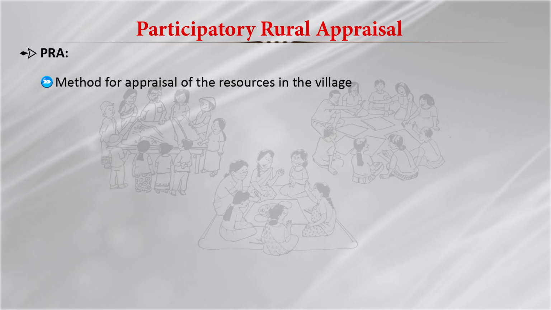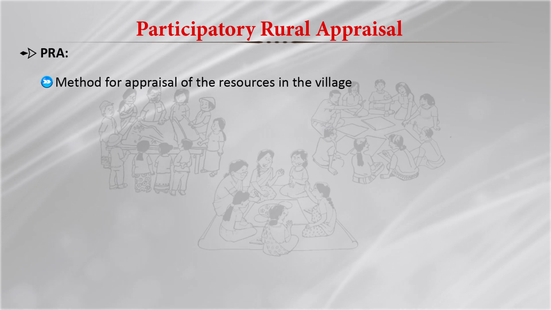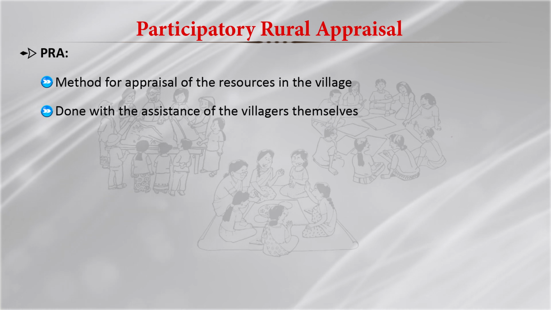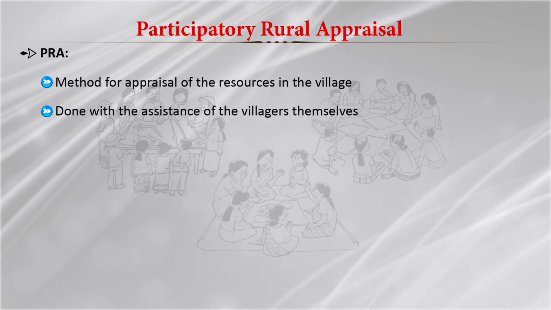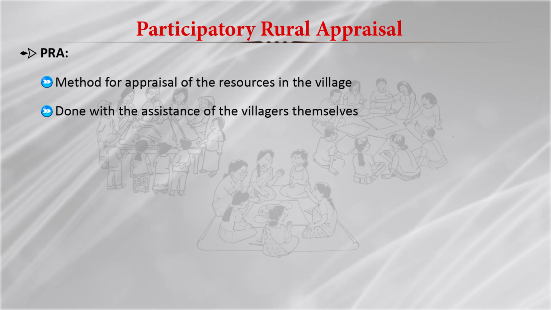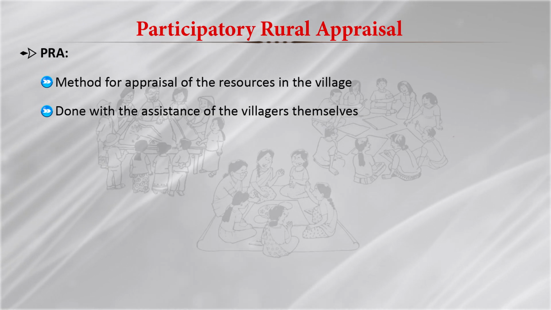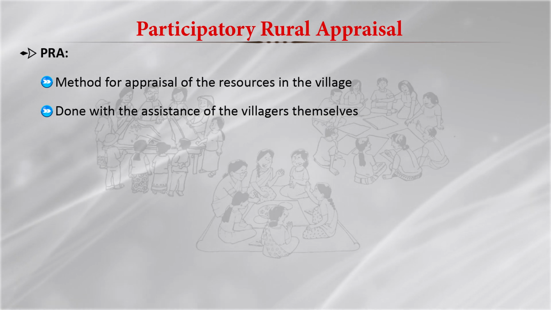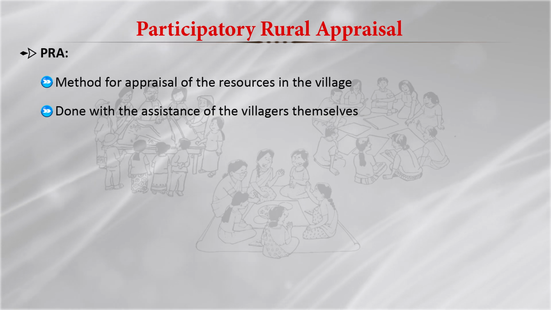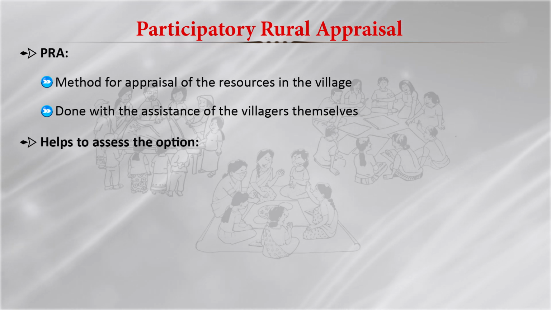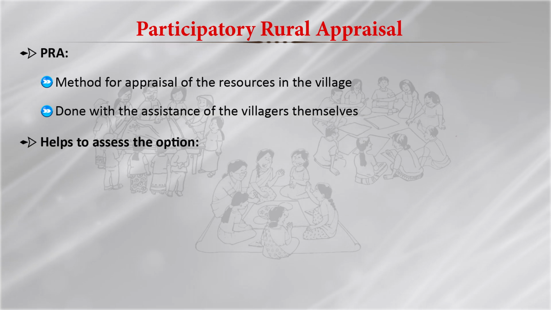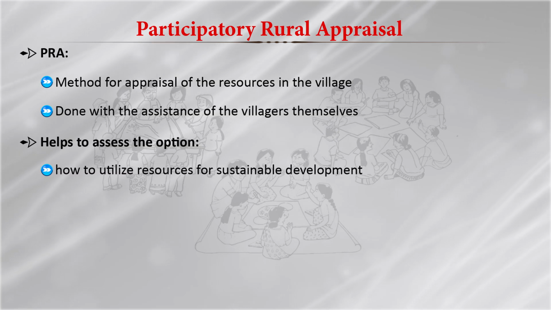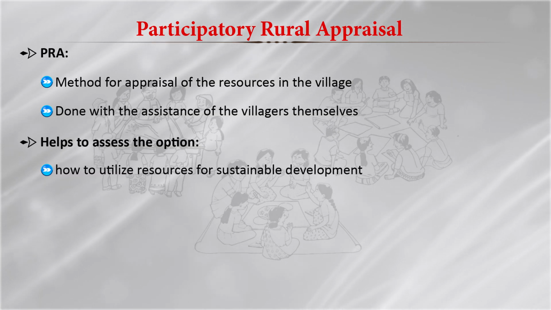We can appraise and assess them, and all this activity is done with the assistance of the villagers themselves. The villagers themselves explain things and express their resources by verifying them with the planning team. This PRA helps to assess the options for how to utilize the resources for the sustainable development of agriculture in the village.